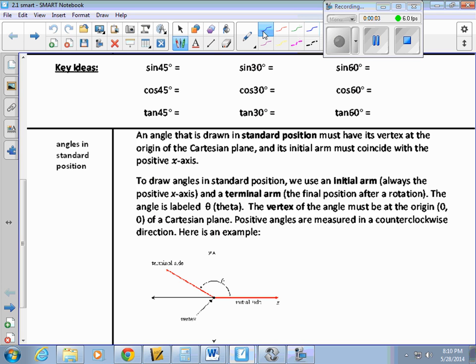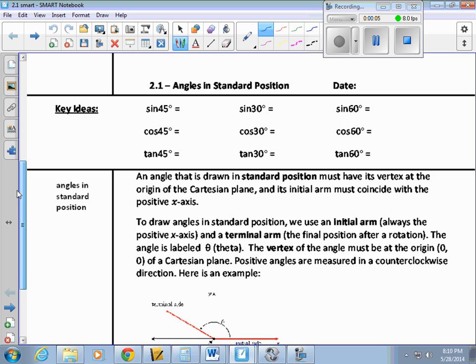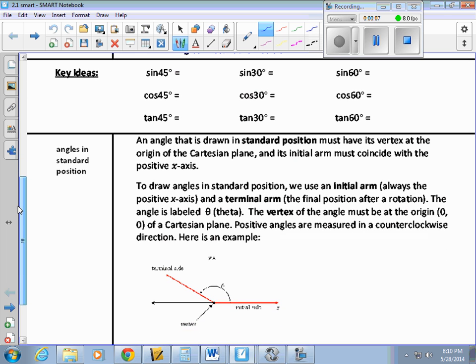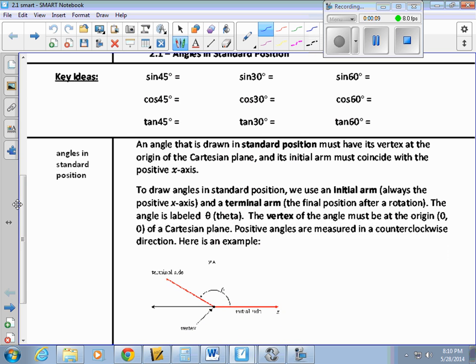Okay, so section 2.1 is angles in standard position. The key ideas here are the main angles that we use as a reference point when we're solving other angles, for either triangles or just angles in general. We're going to come back to the key ideas at the end, and you can fill that in once we're done all of the examples.